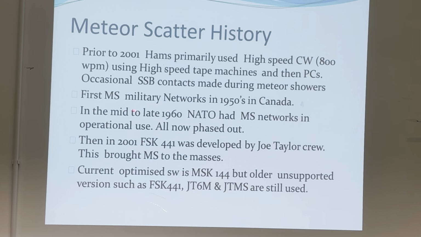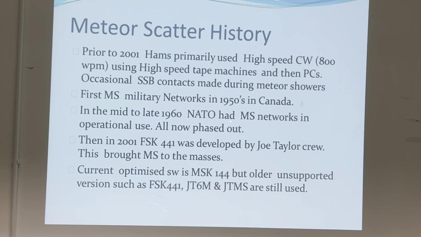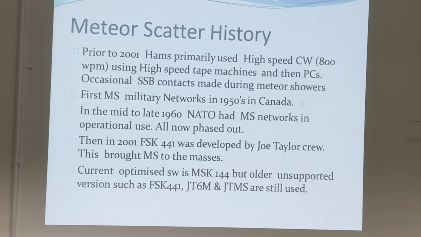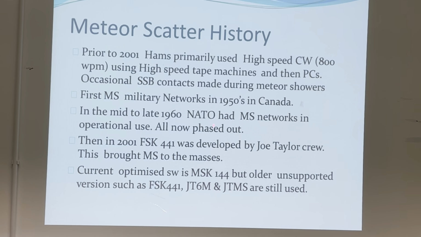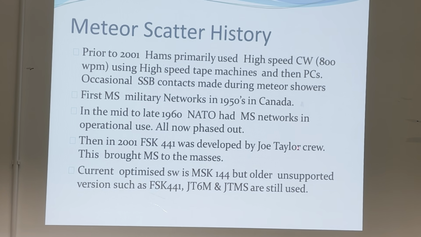NATO in the mid to late 60s and into the 70s had a major scatter network across Europe. As soon as geostationary satellites came into place, these just basically disappeared, because this one, even at its peak, was only doing about a 4K slot. So it was very low bandwidth.